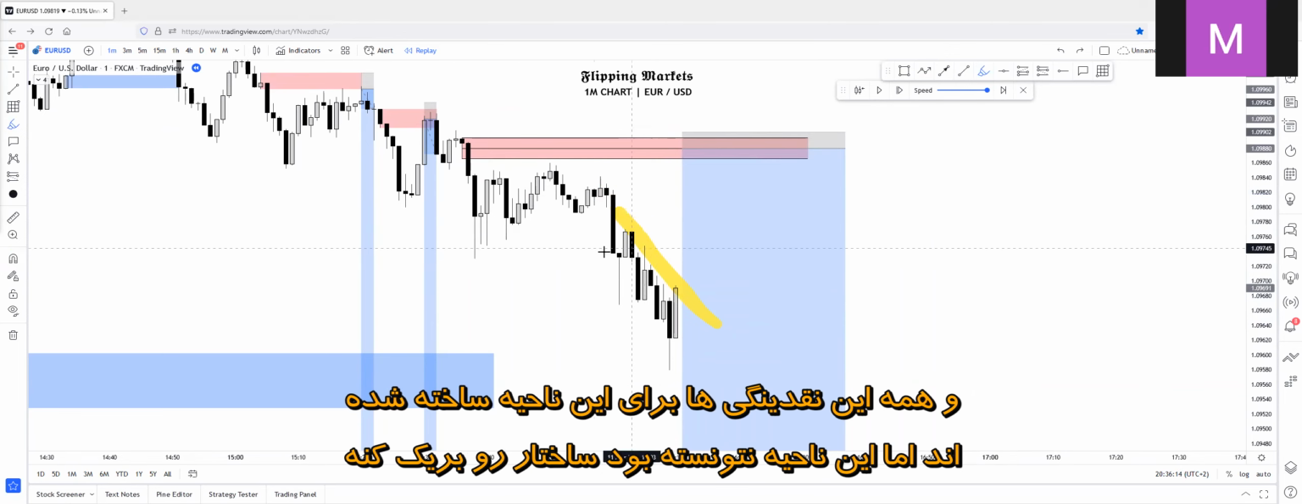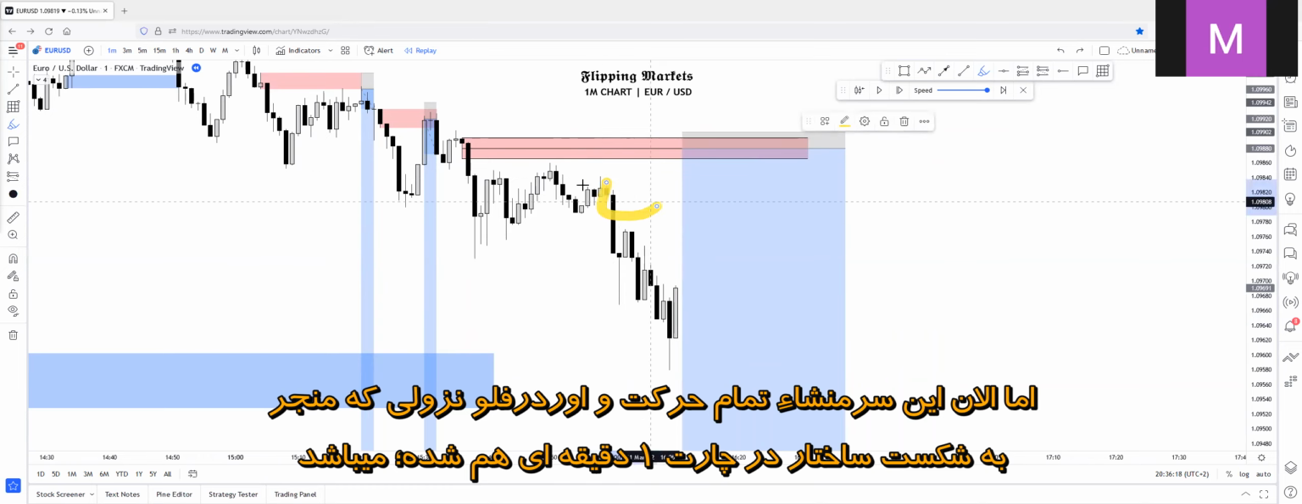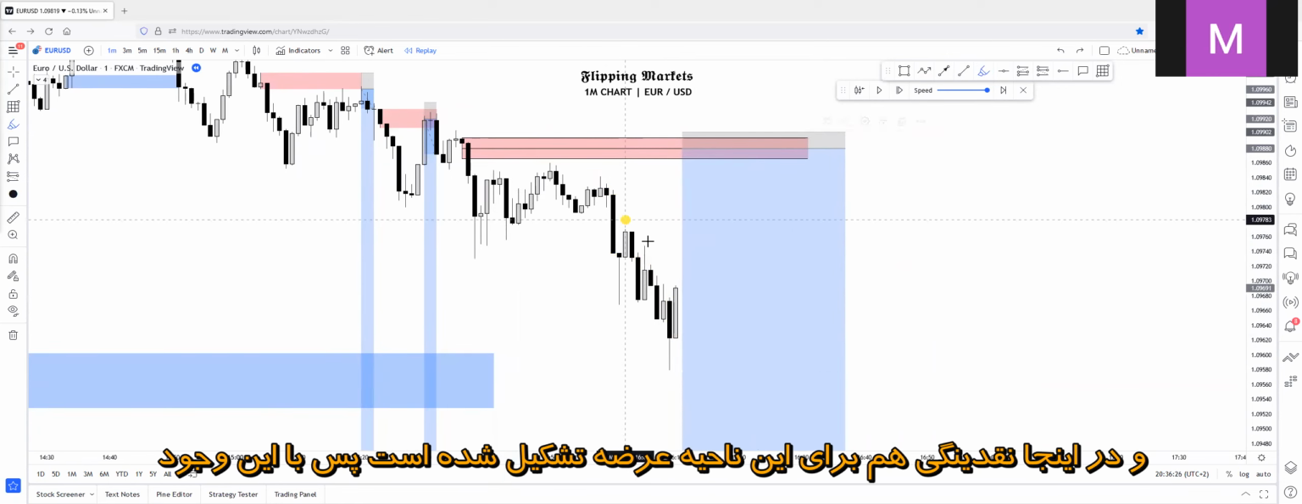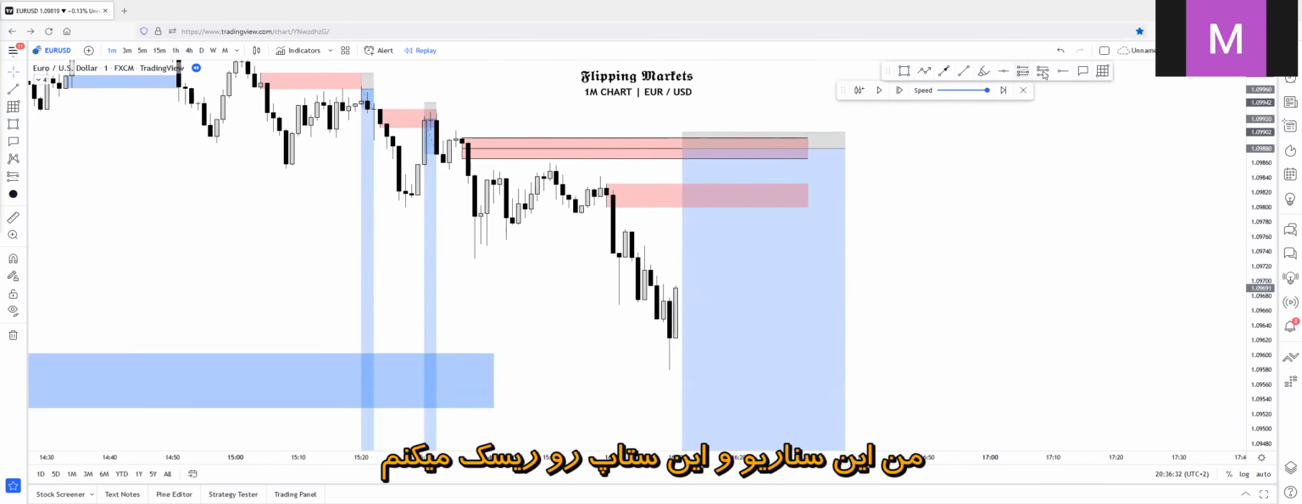But this zone couldn't break structure to the downside. But this is the origin of the structure breaking movement. This is the origin of the whole order flow that was leading to the breakout structure on the 1-minute chart. And there's liquidity being built up for this zone. So in this case, I would risk this scenario. I would risk this setup.